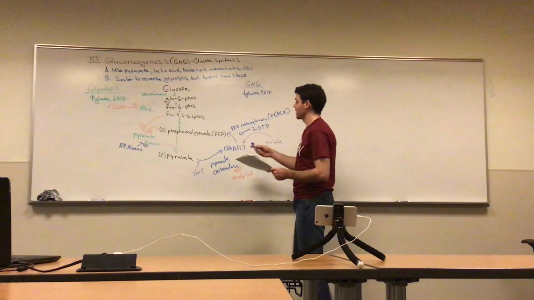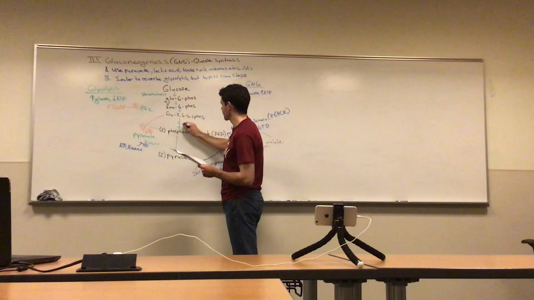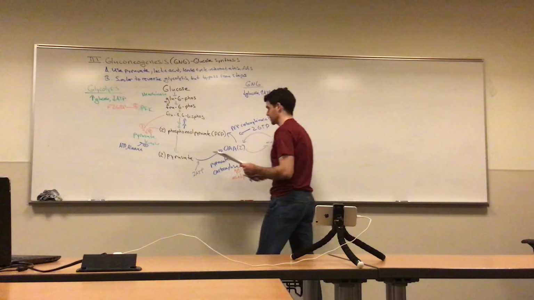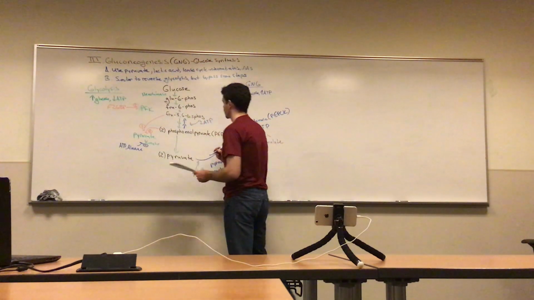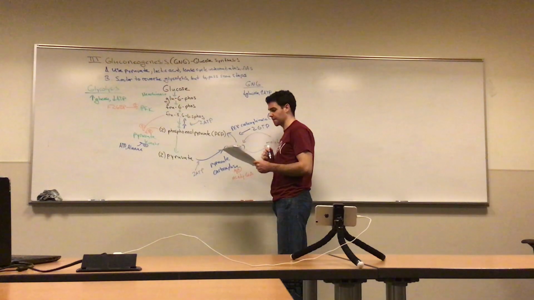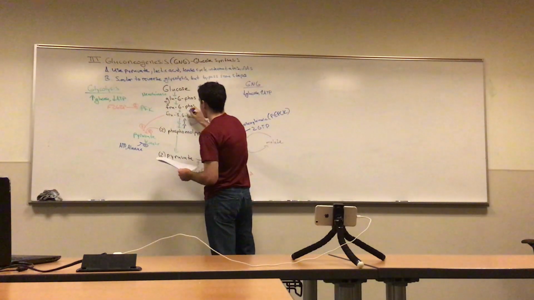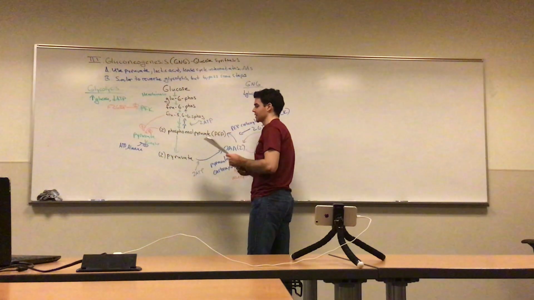So then we go from PEP to fructose 1,6-bisphosphate. This is a 2-step process, and that takes 2 ATP. So now we're at 6 ATP in the whole. Now here we have the counterpart to phosphofructokinase.